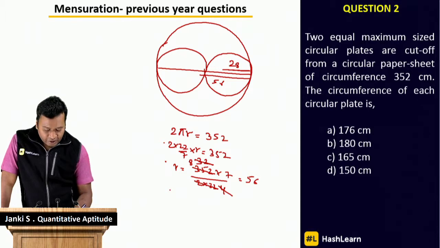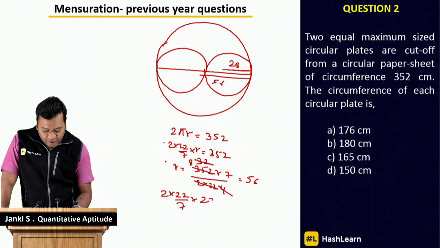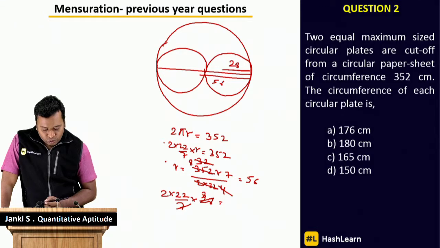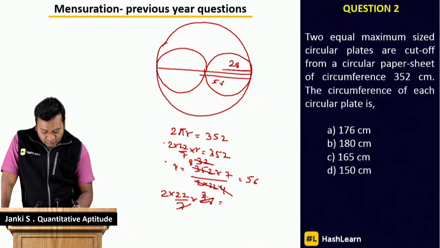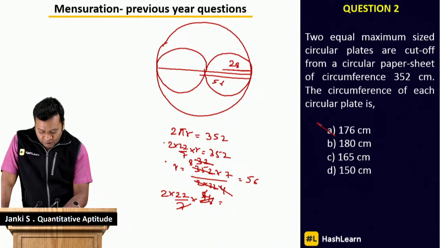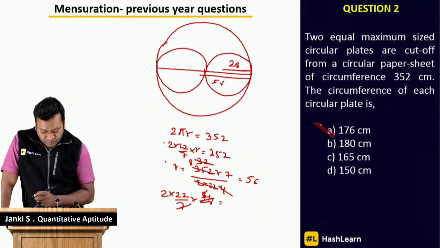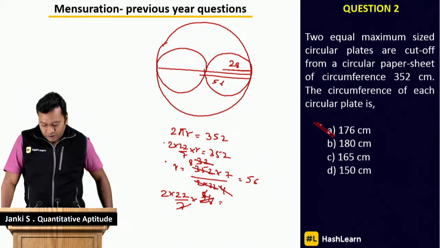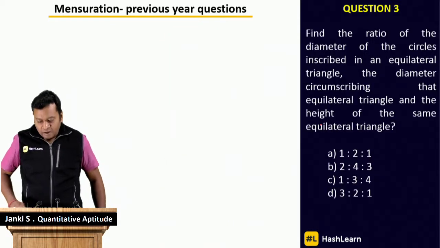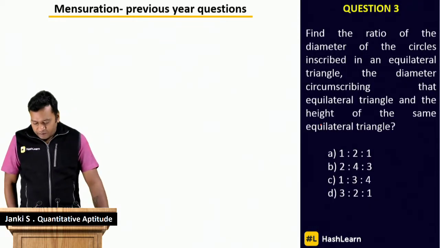Then the circumference of each circular plate, now circumference is 2 into pi which is 22 by 7 into 28, right? So let's consider, so 2 into 22 into 8, sorry 4 not 8, so it's 4 here, the value is nothing but 176, right?